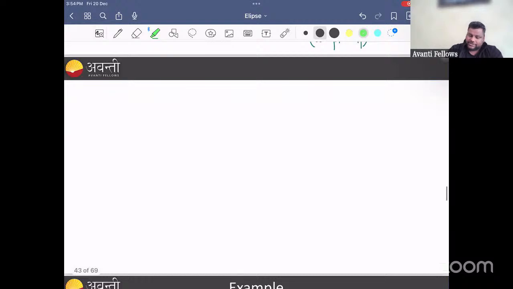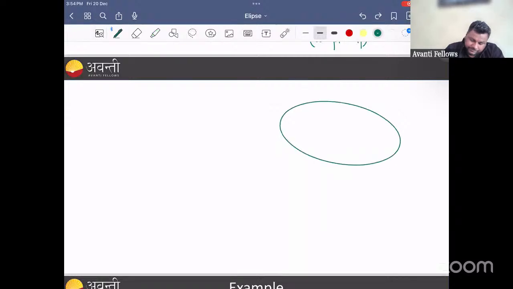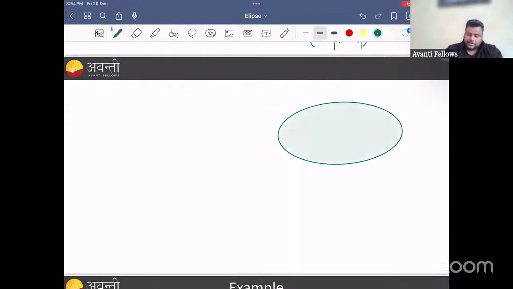See, let's do a question. This is an ellipse given to you. Now, there are 2 points P alpha comma beta.